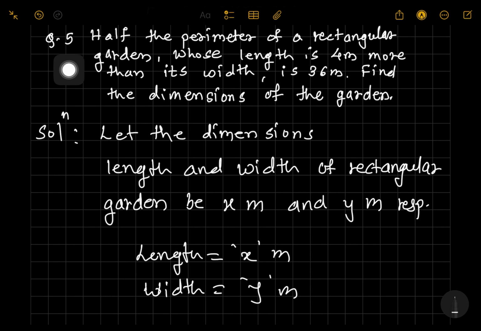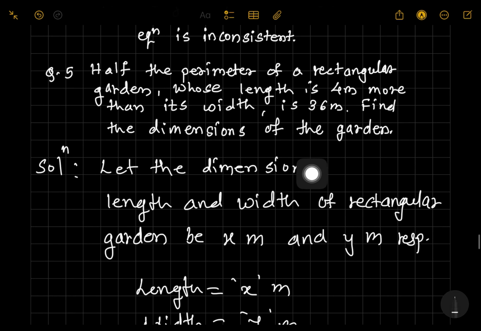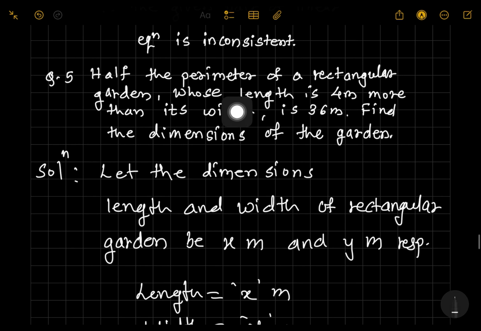Hello students, now we will see exercise 3.1 question number 5. Here see the example: half the perimeter of a rectangular garden, whose length is 4 meters more than its width, is 36 meters. Find the dimensions of the garden. Now this is a word problem. With the help of the given information, we have to write the linear equations. Now here the dimensions are given.